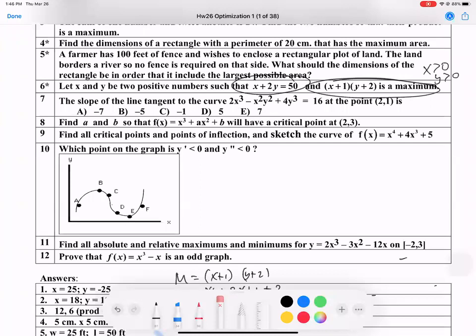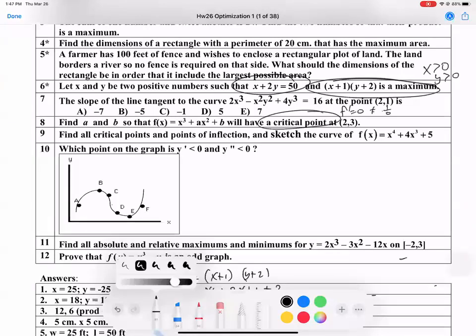Okay, number 8, find all critical points and the point of inflections. No, whoops, wrong one. Number 8 is find a and b so that f of x will have a critical point at 2, 3. So again, these are vocabulary words that we need to know. Critical points are where f prime is equal to 0, or they do not exist, like you divide by 0 or something.